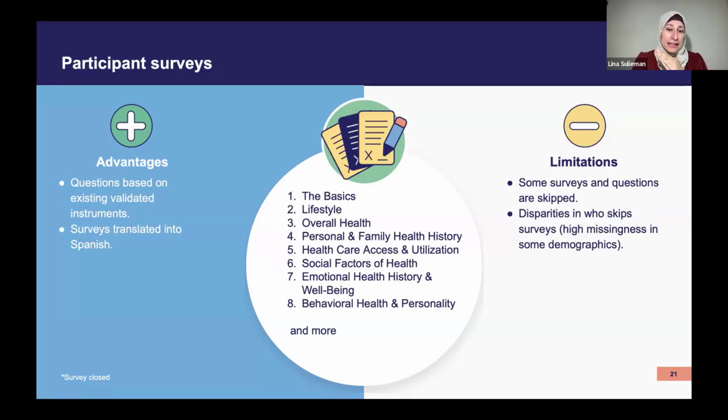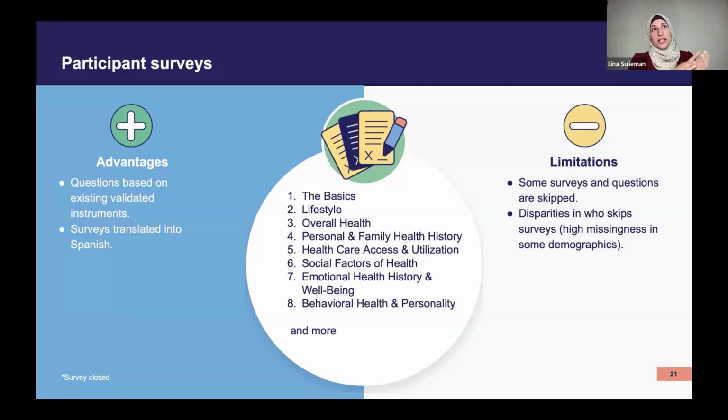Now, we have around 8 different surveys. We have the basic surveys, lifestyle, and overall health, and we're going to go through all of them. The latest additions to our collection of surveys are emotional health history and well-being, and behavioral health and personality. Those were, I believe, launched last year in 2024, and we started to get the responses. They will be released as an off-cycle, meaning we have CDR8, but those responses are going to be released in the future off-cycle. We're going to go through what each one of those has.